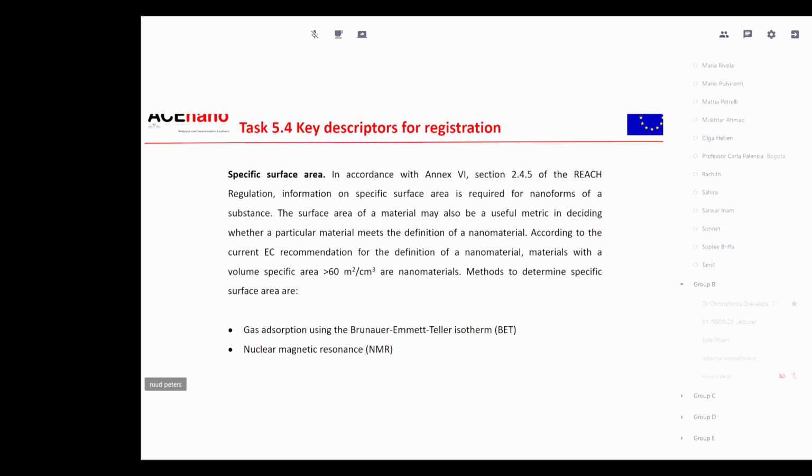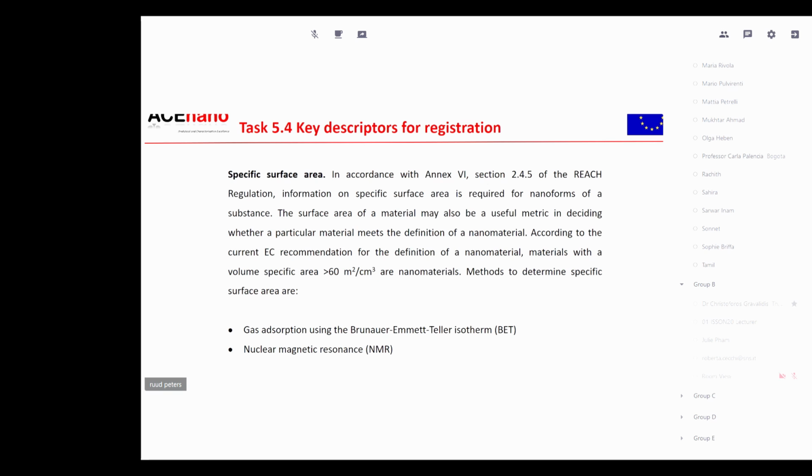There are two methods available to do this. The first one is the gas adsorption using the Brunauer-Emmett-Teller isotherm. And well, we probably know that the principle of that is based on an adsorbate, typically an inert gas such as nitrogen, that is adsorbed to the surface of the material as a monolayer.